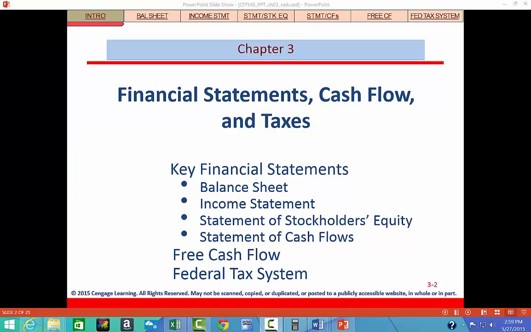So, Chapter 3 covers financial statements, cash flows, and taxes. The major learning objectives for this chapter are for you to be able to list each of the key financial statements and identify the kinds of information they provide to corporate managers and investors, and for you to estimate a firm's free cash flow and explain why free cash flow has such an important effect on firm value. And then I'll just have you read about the major features of the federal income tax system in your book.